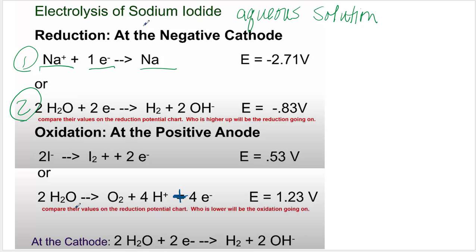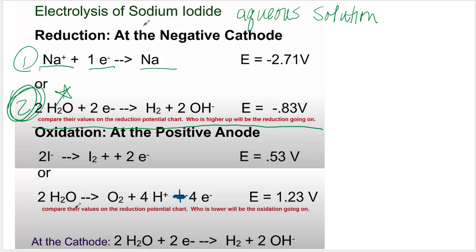How do we know which one of those is actually occurring at the negative cathode? I can't stress enough, in electrolytic cells, the cathode is now negative, but it's still the site of reduction. In a spontaneous reaction, the cathode is positive, but it's flipped in this non-spontaneous direction. The external force is moving the current in the opposite direction. So I want to compare these two values and see who's higher up on the reduction chart. If I compare negative 2.71 and negative 0.83, who's the more positive value? It's this guy. At the reduction site, at the cathode, this is the equation that will be occurring, number 2.